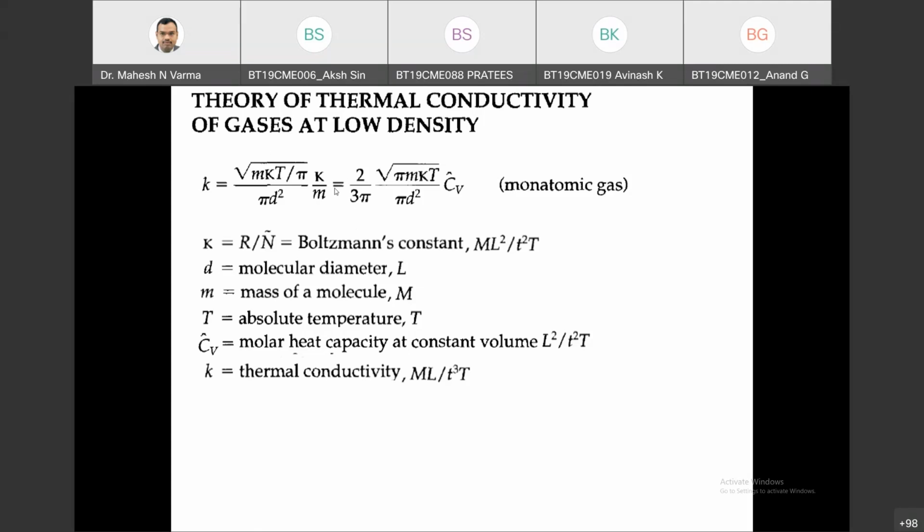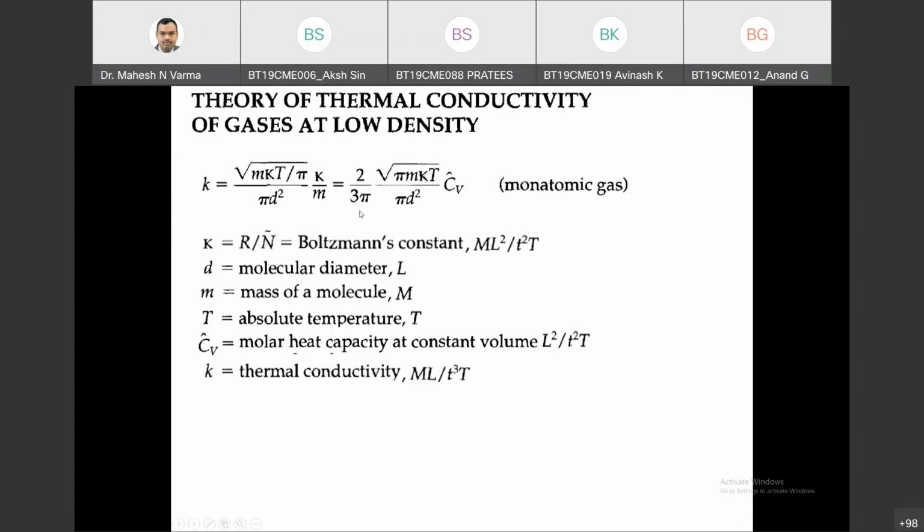Why this limitation? Because of the assumptions. It doesn't mean that you cannot use this equation for polyatomic gas. You can use it for polyatomic gas, but certainly it is violating the assumptions to a greater extent, so whatever values of thermal conductivity you get will have some error. There are also some relations: the Boltzmann constant can be related to the gas constant and Avogadro's number. So this is the Boltzmann constant.